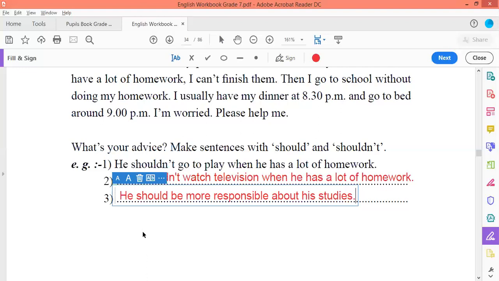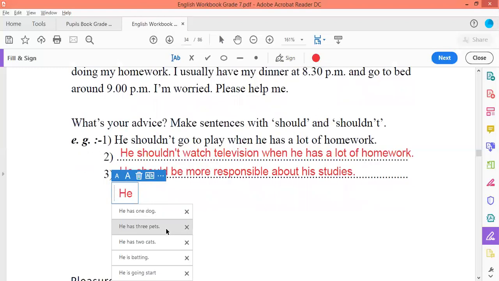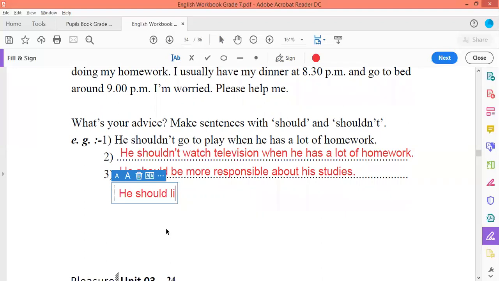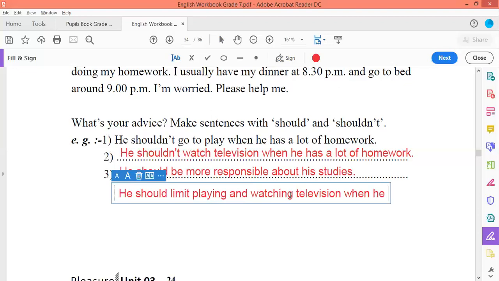Or you can say, I will write an extra one so you can write that for extra knowledge. You can say, he should limit playing and watching television. Now, this is the same thing as number 1 and 2. He shouldn't go and play. He shouldn't watch television. Here I wrote, he should limit playing and watching television when he has a lot of homework.